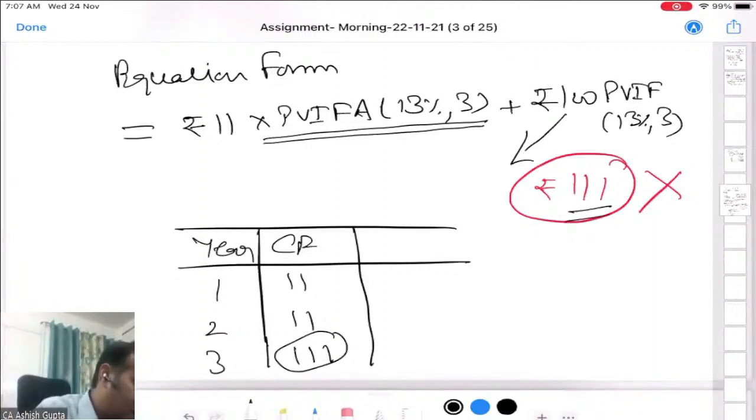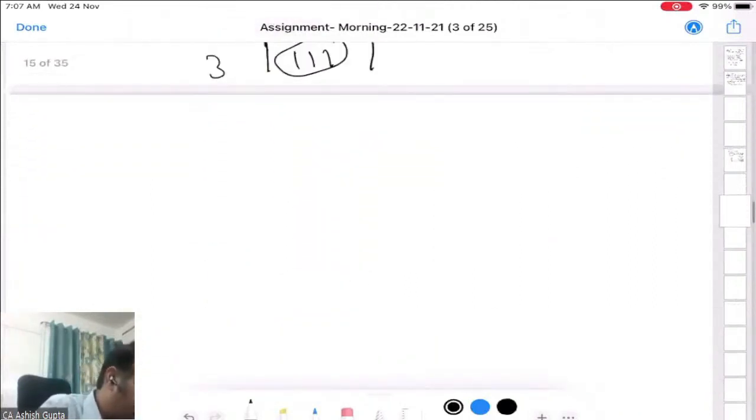Okay, so when we solve it, let us solve it. Can any student give me the answer? I'm waiting for 1 minute.